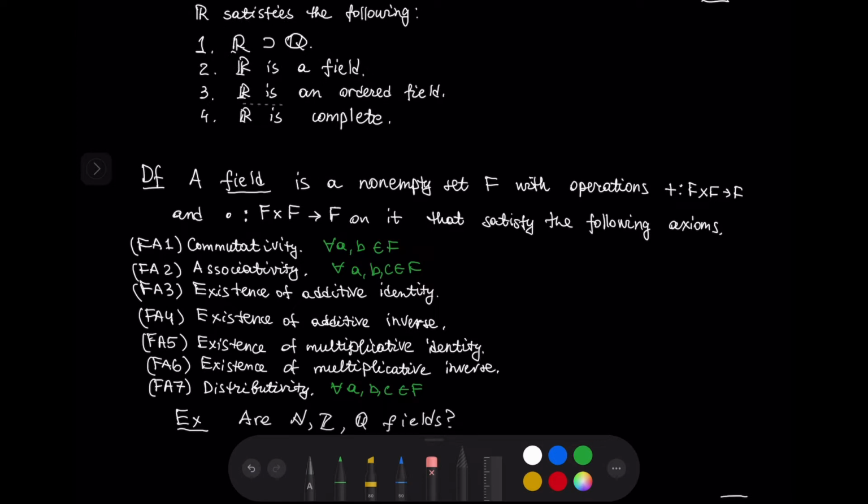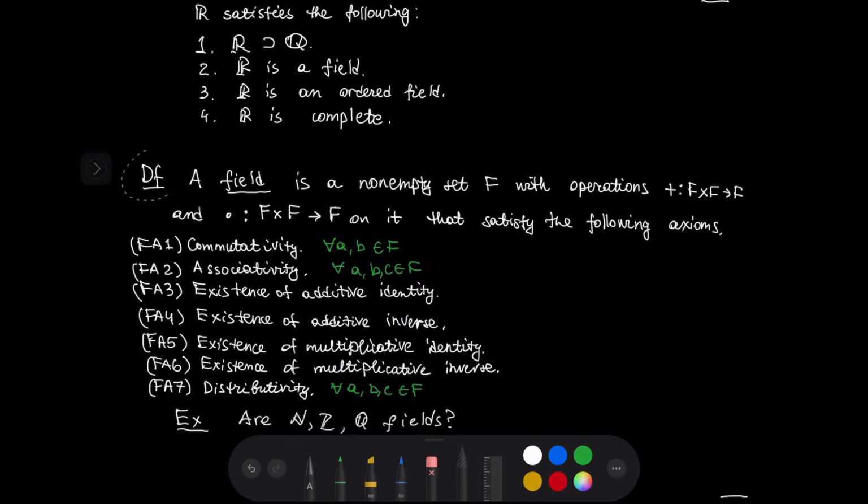R is an ordered field, and R is complete. So we have not discussed yet what it means that R is a field. And we have not discussed what it means that R is an ordered field. We have not discussed yet what it means that R is complete. This is always coming. So the first order of business is to define a field.